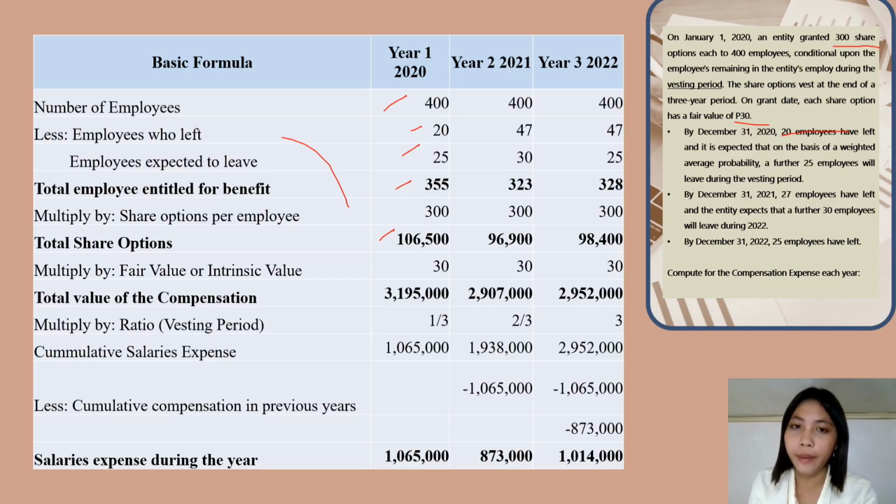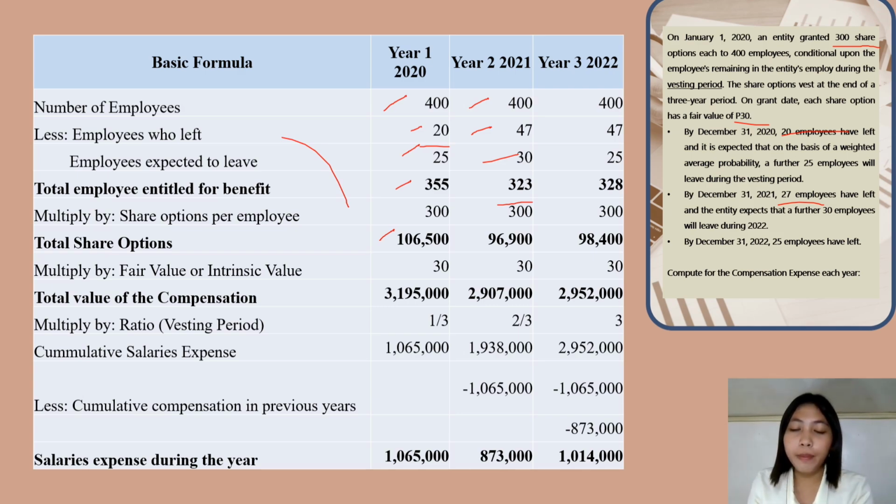Year 2, 2021. We have 400 employees. It says here that by December 31, 2021, 27 employees have left. So we less 47 because we have 20 from the previous year. Then the further employees expected to leave, 30, so the employees entitled for benefit is 323. Multiply that by 300 share options, so we have 96,900. Multiply by fair value which is 30, we have 2,907,000.